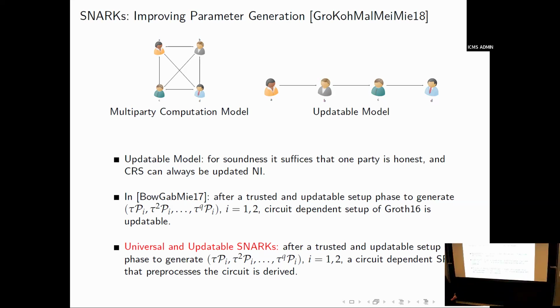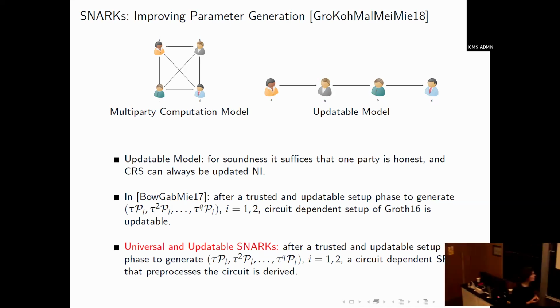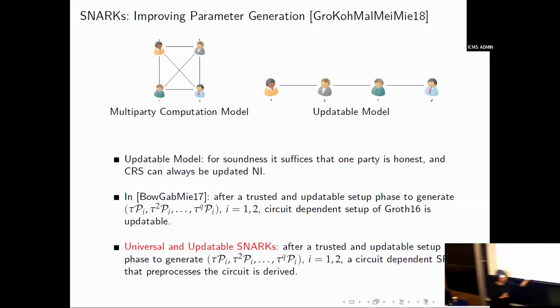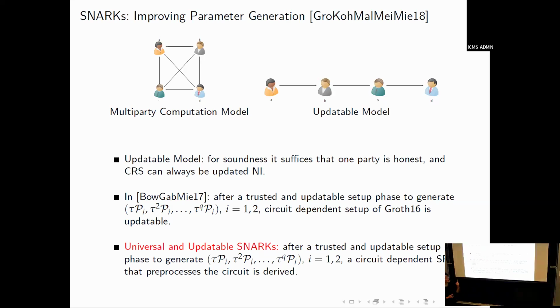Every time that you change your circuit, you have to change your setup. So this is why people started moving to universal and updatable SNARKs. These are SNARKs that are updatable, but in a single phase. Essentially, in the first phase, you just generate the powers of tau. And then there is a second pre-processing phase where you generate parameters specific to your circuit. But what is essential is that the second pre-processing phase is not trusted, so everybody can do it. So it's really a pre-processing and not another setup as in the original paper.